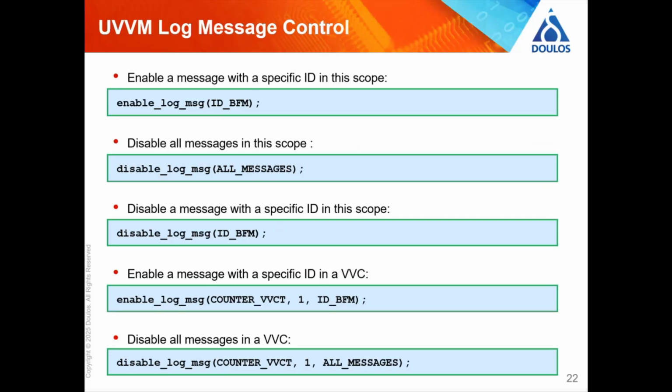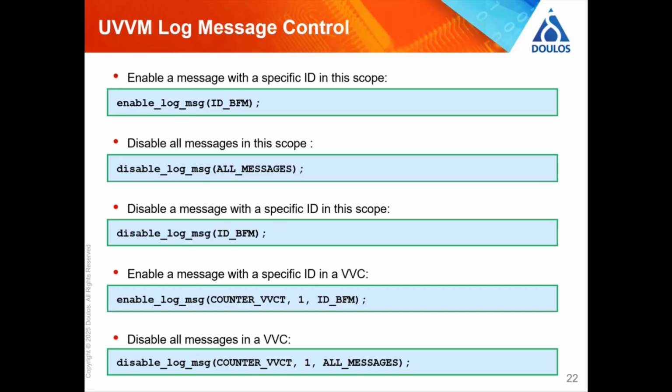Here's some log message control in UVVM. So we can enable log messages of a certain kind. For example, enable log message ID BFM, where ID BFM indicates it's a log message related to the BFM. Well, duh. We can disable log messages, and we can do that globally as well as per ID. And we can re-enable them, and we can also enable and disable them per component.